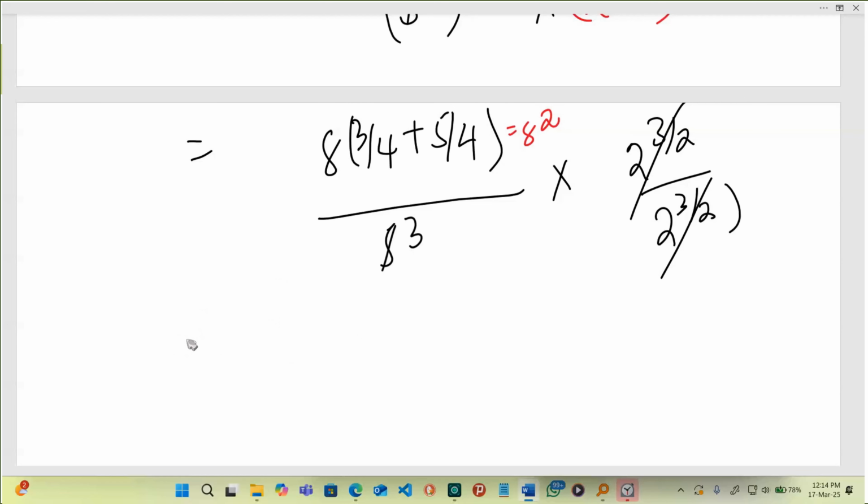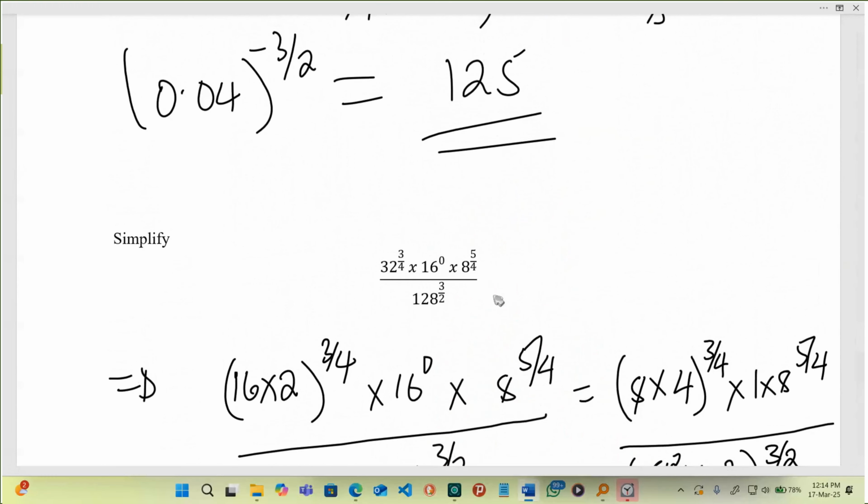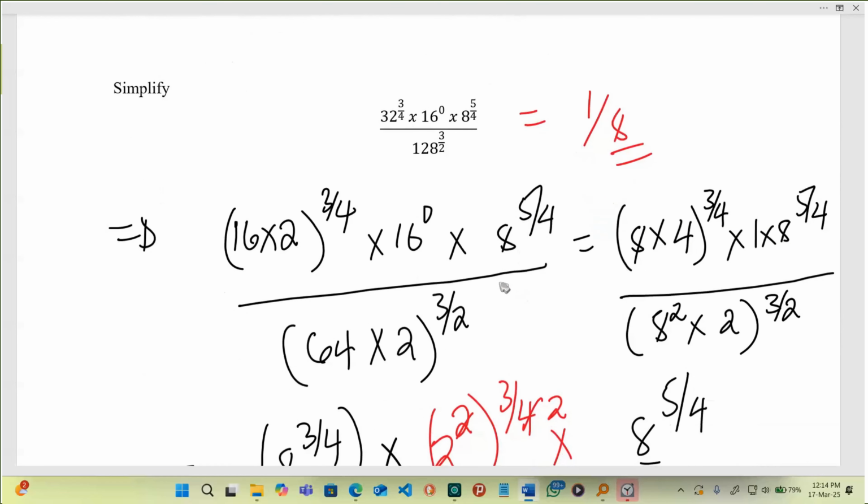So the whole of that will be 8 squared divided by 8 cubed. This is 8 times 8 divided by 8 times 8 times 8. So this and that will go, and I'll have 1 out of 8. So the whole of this is equal to 1 out of 8. So try it and see what you'll get.